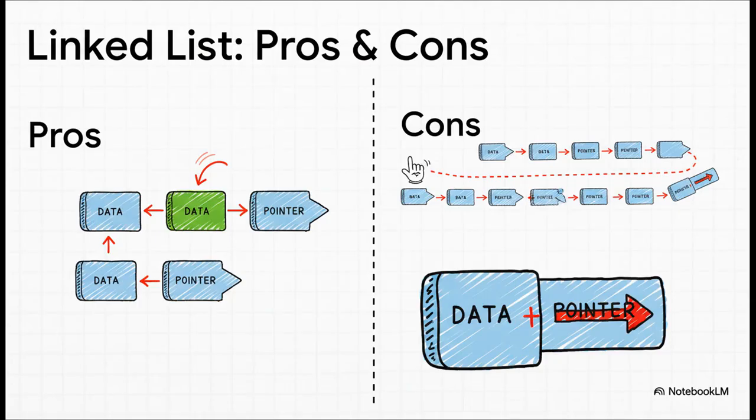So this whole structure has some pretty huge upsides. Look at the pros. You can grow or shrink it on the fly, super dynamic. And adding or removing an item is crazy efficient because you're just rewiring a couple of those pointers. But like everything in life, there's a catch. The cons are real. You lose what's called random access. You can't just say, hey, give me the 50th item. Nope, you've got to start at the head and follow the chain one by one. And yeah, all those pointers take up a little extra memory. So it's a trade-off, right? Flexibility for the price of direct access.